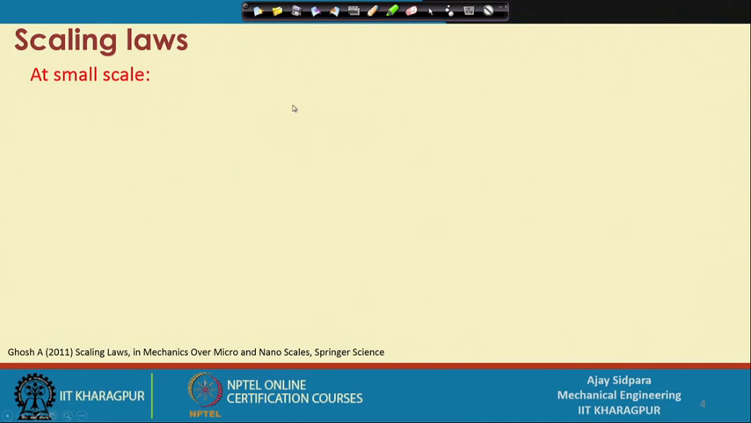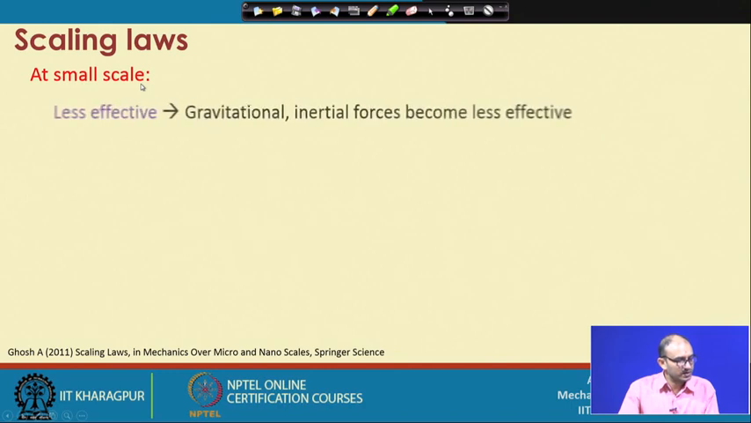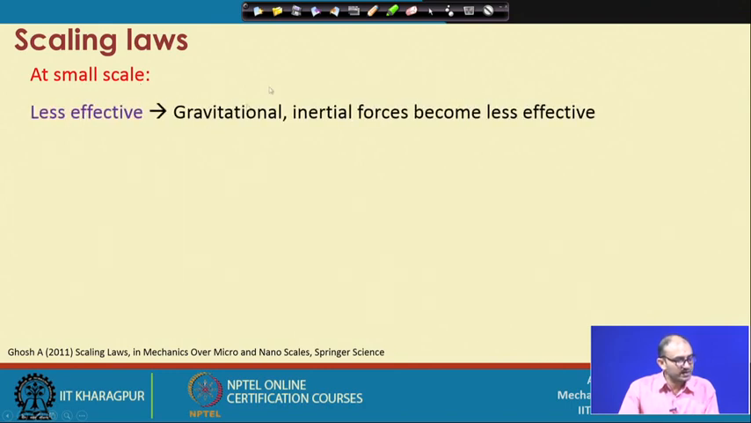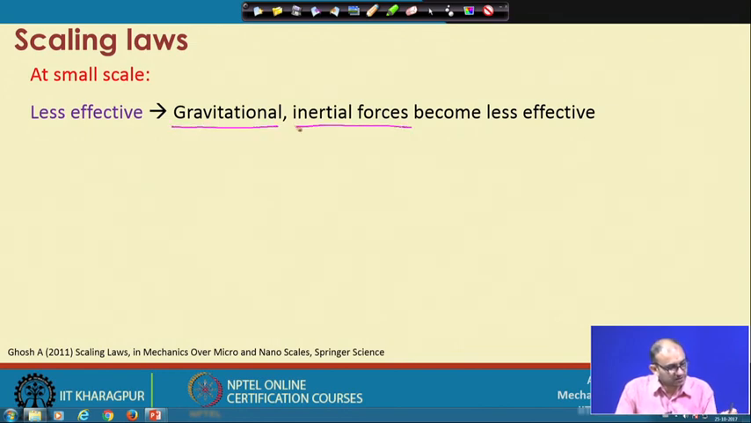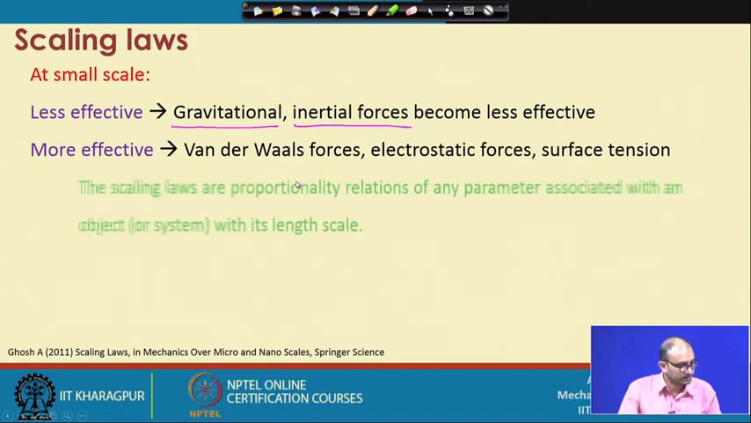Now, what are the scaling laws at small scale? Small scale means when you are talking about dimensions of hundreds of microns or so, what things are less effective? Gravitational forces are less effective. Inertial forces, that means whatever the weight is there, are less effective. So, we have to understand how this will behave, and what is more effective: van der Waals forces, electrostatic forces, surface tension will have a very large effect. We will see why these will be more effective compared to gravitational and other forces.